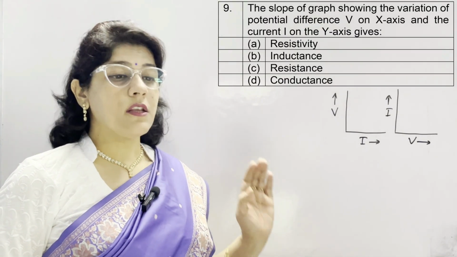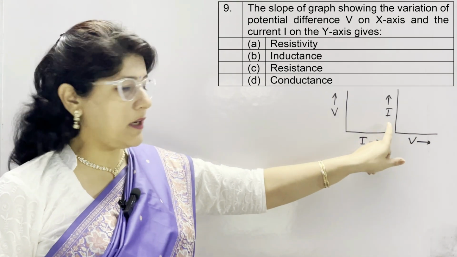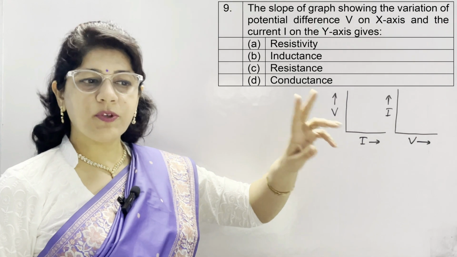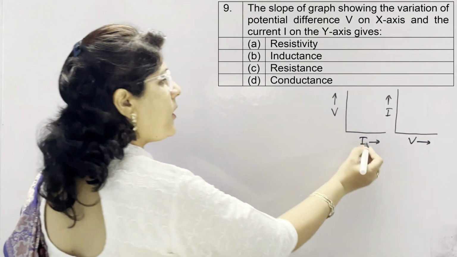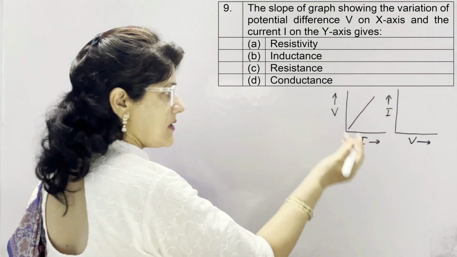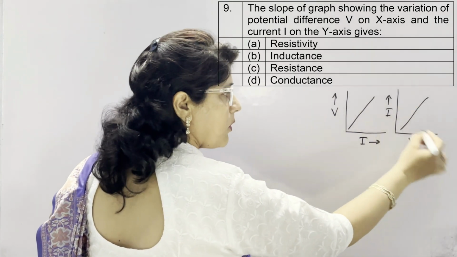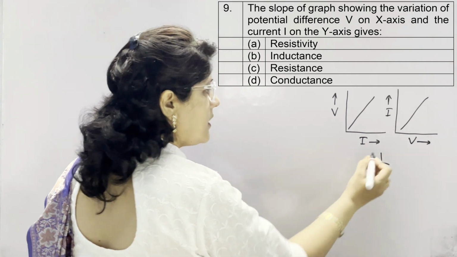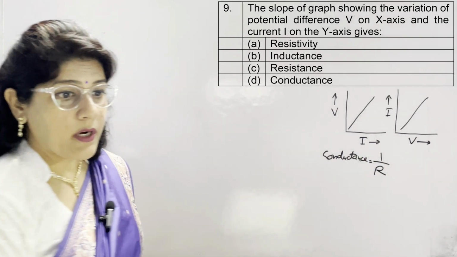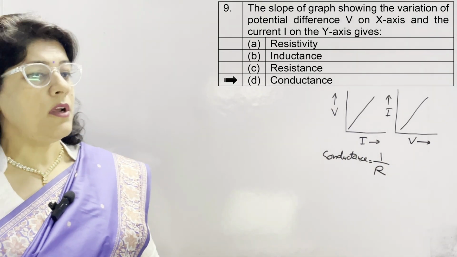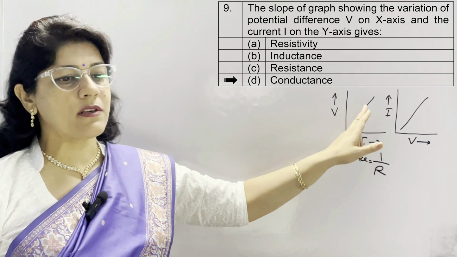In question number 9, the slope of the graph showing the variation of potential difference on the x-axis and current on the y-axis gives: A, resistivity, B, inductance, C, resistance and D, conductance. So here in the V upon I graph, we know that this graph gives us resistance, and in the IV graph, it gives us conductance because it is the reciprocal of resistance, 1 upon resistance, which is conductance. So the option is D, which is our correct option, because the IV graph gives us conductance whereas the VI graph gives us resistance.